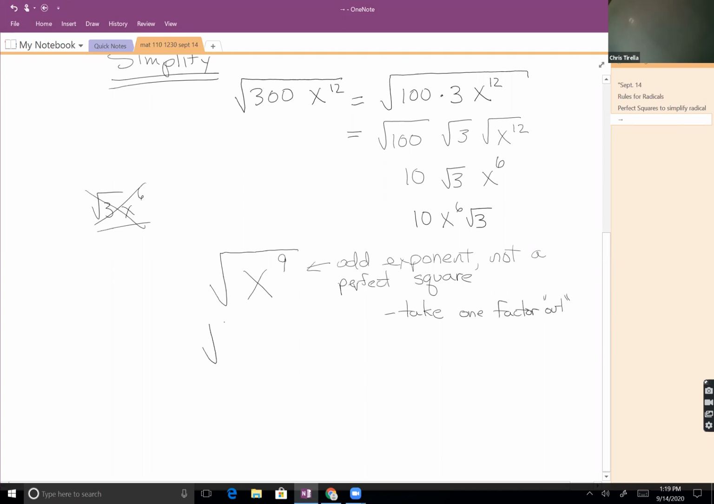What I mean by that is that x to the 9th, can I think of that as x to the 8th times x to the 1st? It equals the same thing. Yep. But now I've got an even exponent and the smallest possible odd exponent. So I'm going to take the square root of the x to the 8th times the square root of x, and that's going to give me x to the 4th times the square root of x. And believe it or not, this is considered simplifying. That's the simplest form. That one all right?